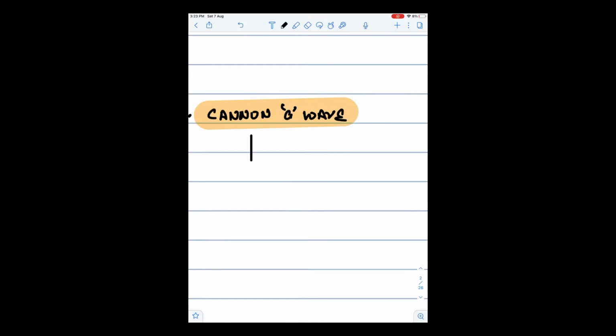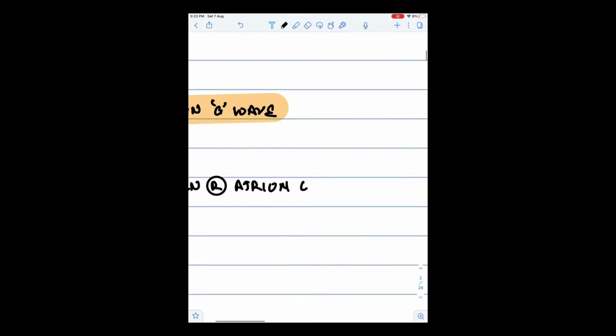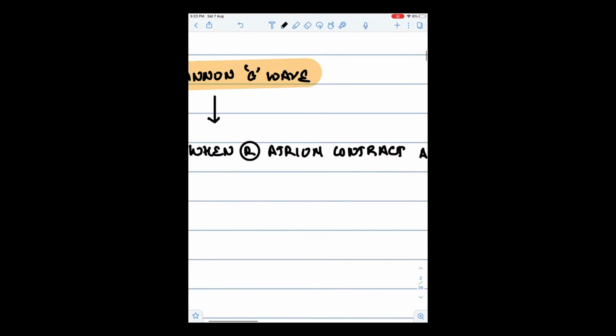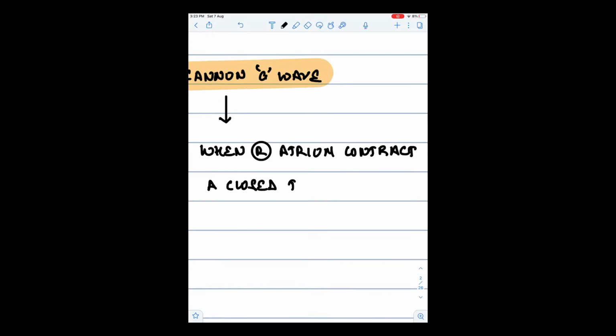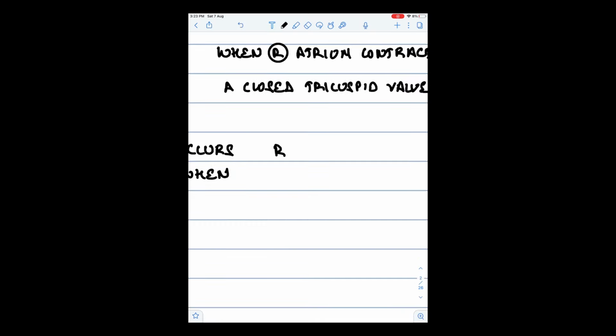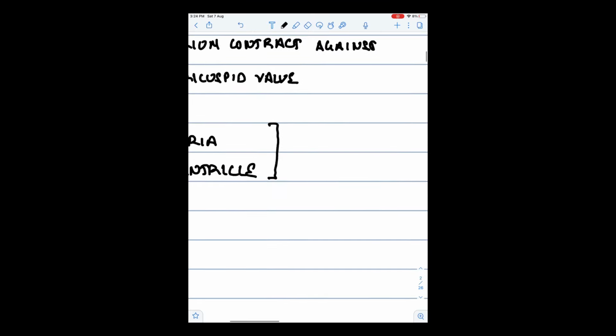So what do you mean by Cannon A waves? Cannon waves occur when the right atrium contracts against a closed tricuspid valve. The tricuspid valve is closed and the right atrium is contracting, so the pressure is very, very large. It also occurs when the right atrium and the right ventricle contract simultaneously. There is contraction of the right atria, there is a contraction of the right ventricle, and both of them are contracting simultaneously.